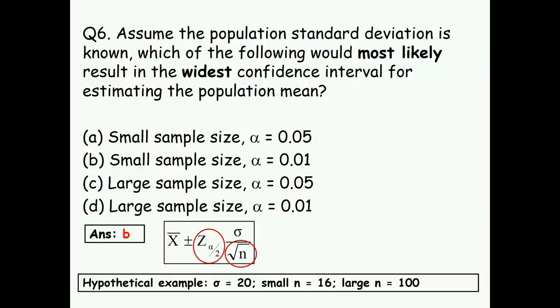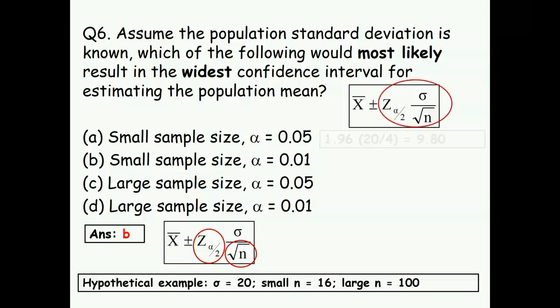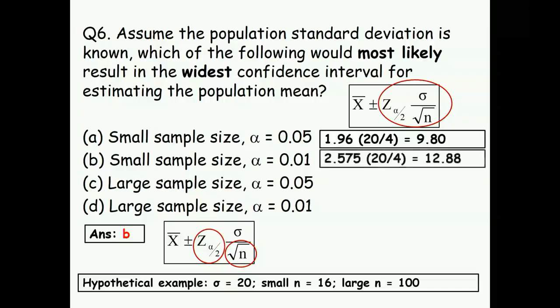Now let us apply this one. Small sample size is 16. Alpha is 5%, so 2.5 to the right, 2.5 to the left. So I calculated using that: 1.96, 20 is given, and 4 is the square root of n, the small sample size. So I'm calculating this, because this is the most important, it determines the width. The width will be determined by this one.